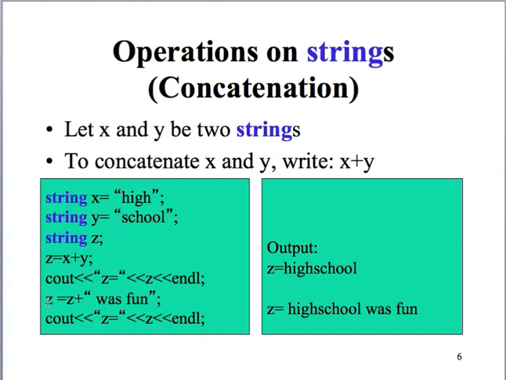We could also do something like this, z equals z plus, and then quotes space was fun. And so now we're going to add to what was in z and add on this extra part of the sentence. So now we have more like a sentence, hi school was fun. And we do a cout for that right there. So we can do various kinds of concatenations. If we wanted to put a space in here and we didn't want to change the actual variables in x and y, I could have done x plus and then double quote space double quote plus and then y. So I could have included a space that way as well. So there are several different choices that we have in order to accomplish those kinds of things.